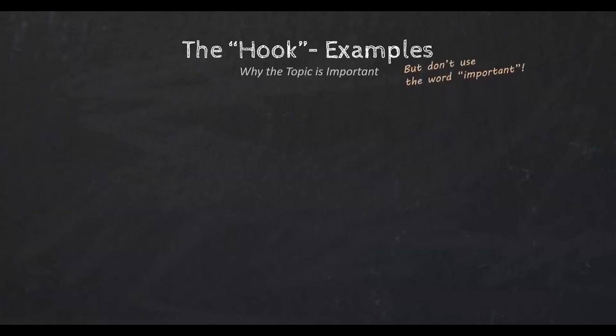Remember that when you write this type of hook, don't use the word important. Just tell why the topic is important. Using the word important will make your sentence sound a little too simple. So let's say you're writing an essay about vegetables. You could use this hook. Vegetables have vitamins that cannot be found in other foods.